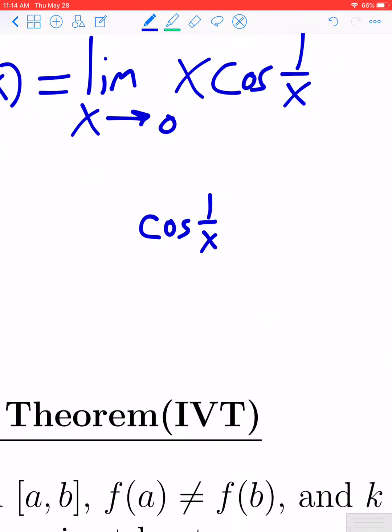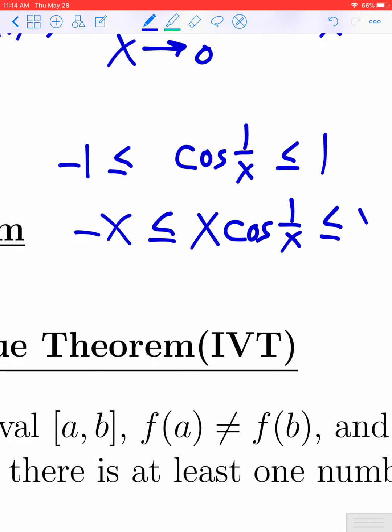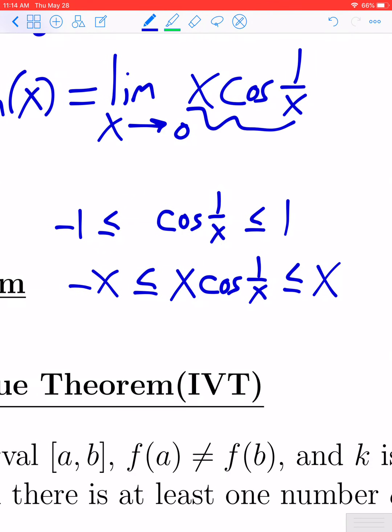So first of all, one of the things that we know about a cosine function is that it's always bounded between -1 and +1. That's the largest output you could ever get, and the smallest output you could ever get from the cosine function. If I multiply this entire inequality by x, so we have -x is less than or equal to x cosine of 1 over x, which would be less than or equal to +x. So this function here is bounded by -x and +x.